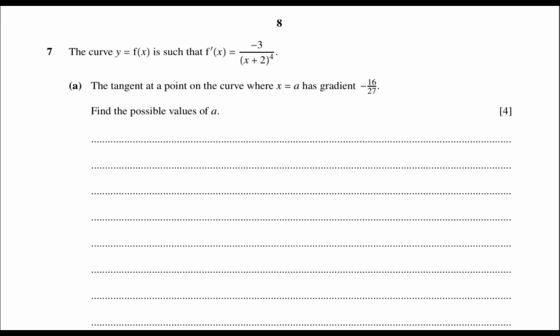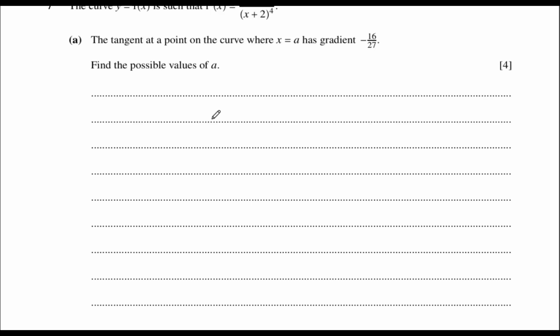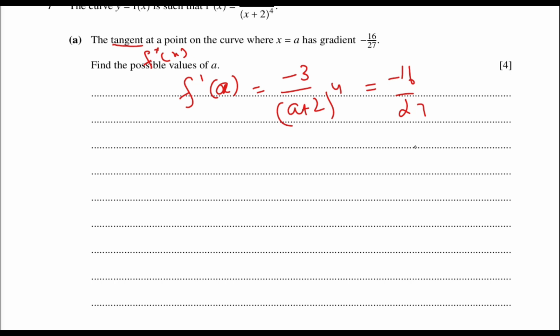Here we are given that the curve y is equal to f of x is such that f inverse of x is minus 3 by x plus 2 to the power 4. The tangent at a point on the curve where x is equal to a has a gradient minus 16 over 27. Find the possible values of a. So he's saying that we have to find the tangent, and tangent means we have to find f inverse of x at a point when x is equal to a. So f inverse of a will be minus 3 by a plus 2 whole power 4. It is equal to minus 16 over 27.